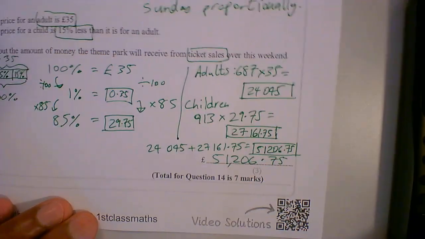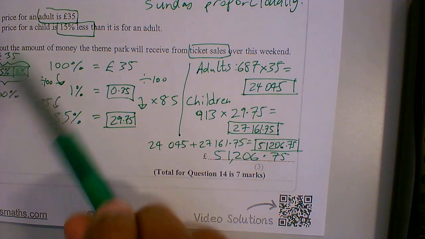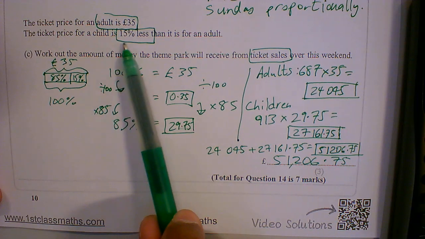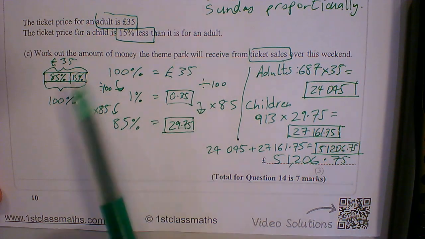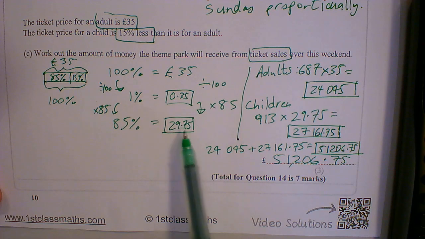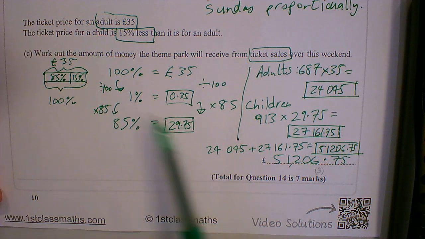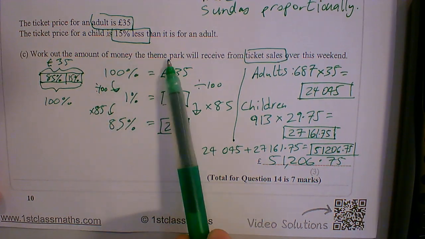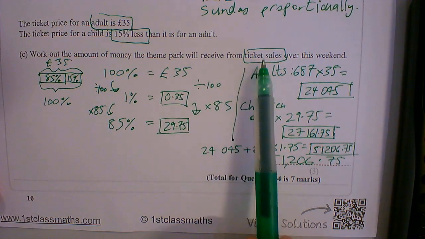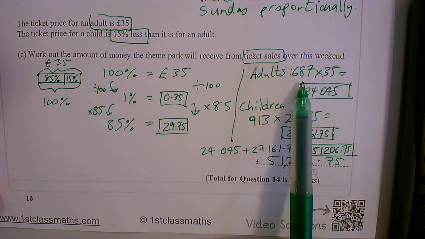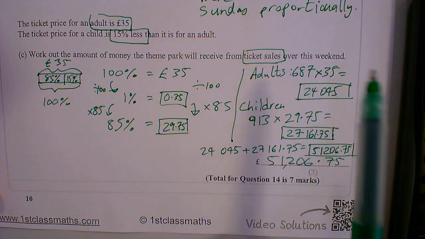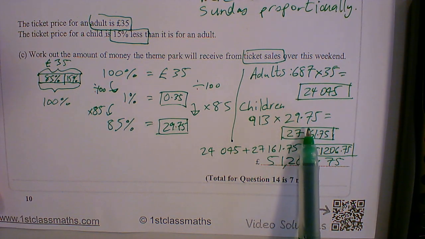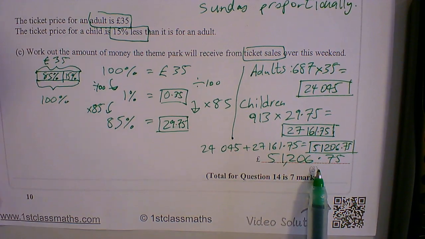Let me double check that I've answered the question by reading all the information. The ticket price for an adult is £35. The ticket price for a child is 15% less than it is for an adult, which is what I have here. 29.75 is less than 35, so that's another kind of common sense approach. Work out the amount of money the theme park will receive from ticket sales. So for ticket sales, I've got my adults, 687 times by £35. I've got my children, 913 times 29.75. Then I add these together and I've got my final answer.